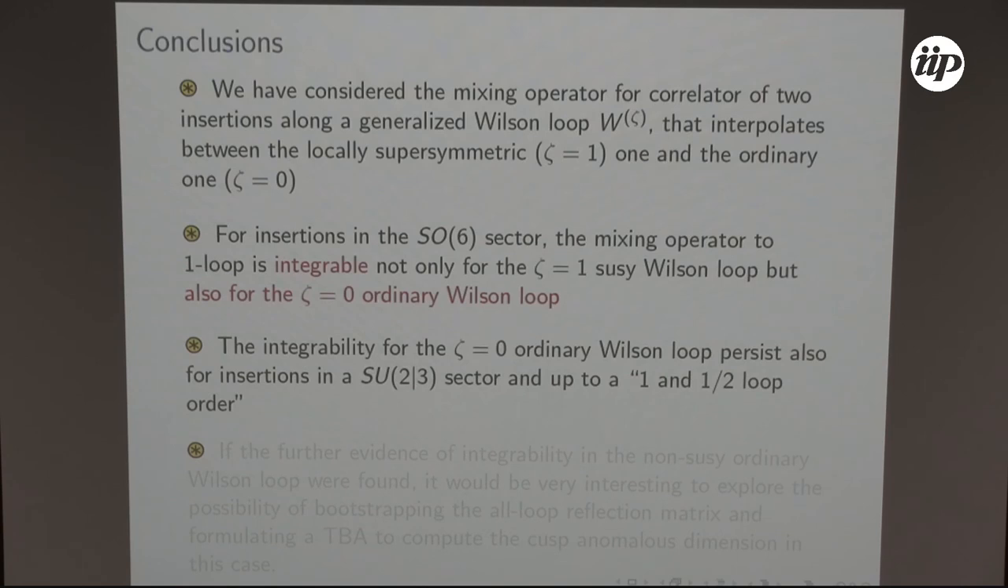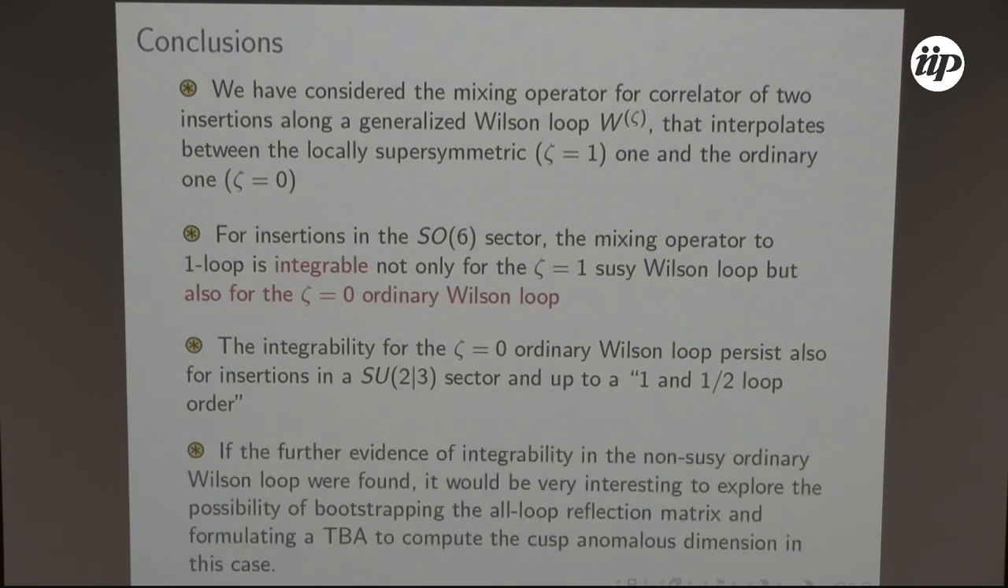Then for this very specific case of zeta equal to 0, we checked that the integrability persists beyond one loop and beyond this sector. We considered this SU(2)-like sector, and we checked that the boundary Yang-Baxter equation, this consistency condition for integrability, persists even up to this loop and a half order. Whatever it means. Anyway, this is not conclusive evidence, but it's compelling evidence.